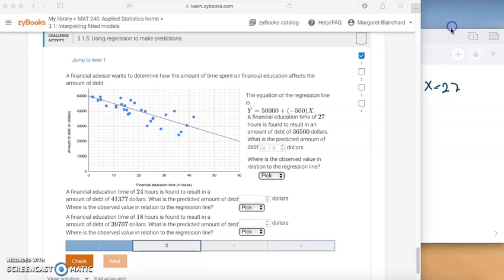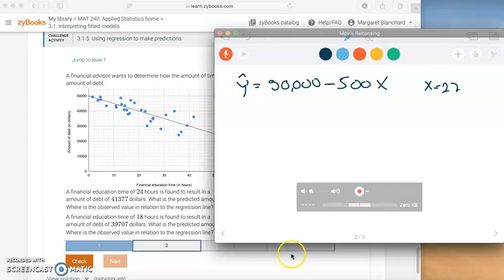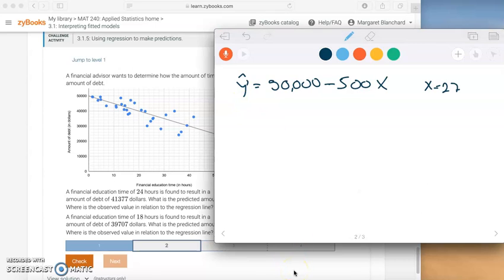And we're looking for when x is equal to 27. Okay. So I have my regression equation here as 50,000 minus 500x. The way they wrote it is plus negative 500x. But remember, when you have a plus and negative, it's the same thing as saying minus. So minus 500x. And we're looking for what our equation is going to predict when x is equal to 27. So that means we need to plug 27 in for our x. All right. So that gives us 50,000 minus 500 times 27.